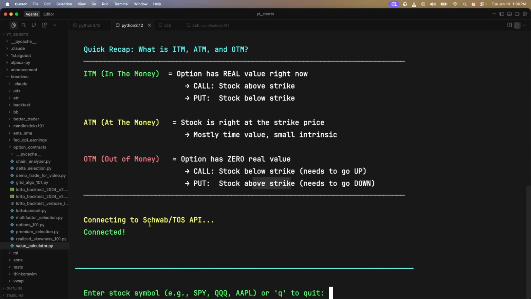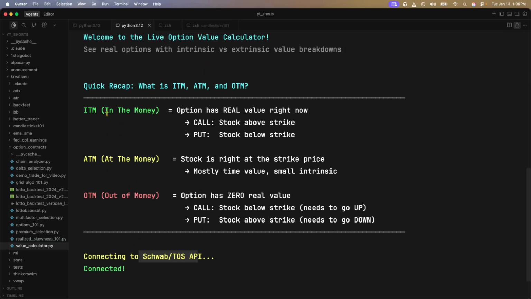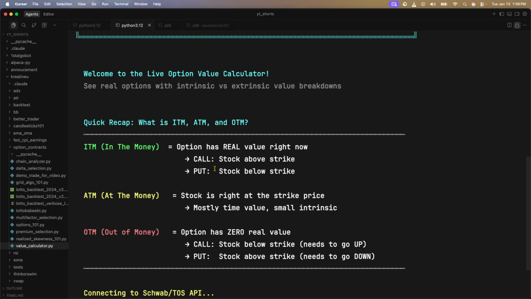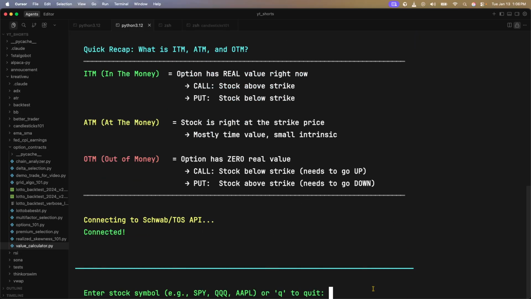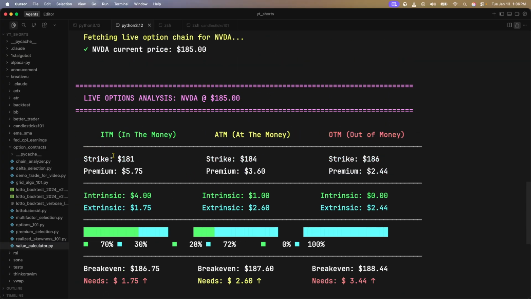So what we're going to do is connect to Schwab or Thinkorswim to pull in real stock data, real call options and put options, so we can see the different ITM, ATM, and OTM and how the intrinsic and extrinsic value is going to work, right? So which one do y'all want to start with? Let's go ahead and start with NVIDIA. I think they're always cool to look at. So NVIDIA is currently priced.